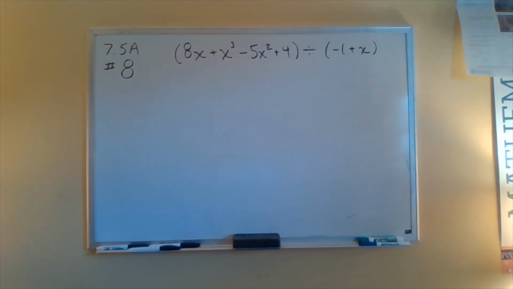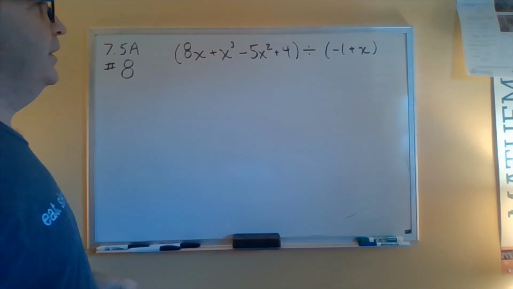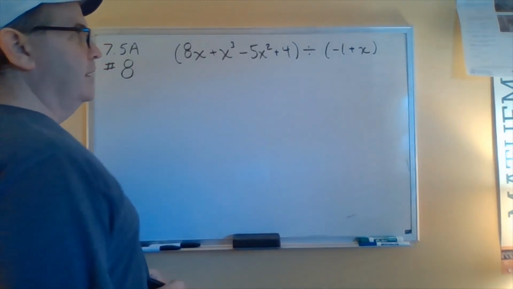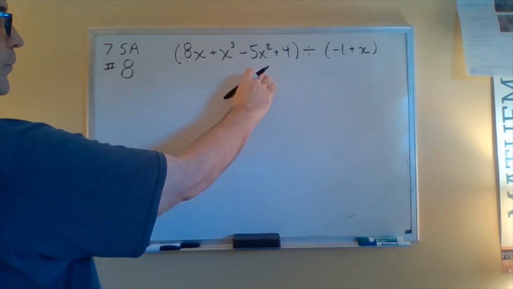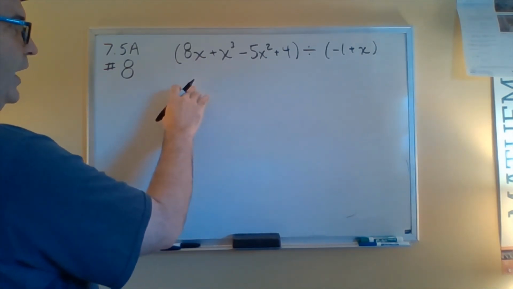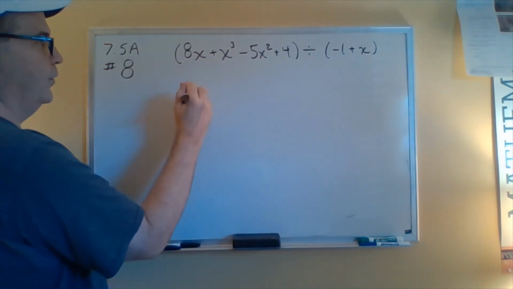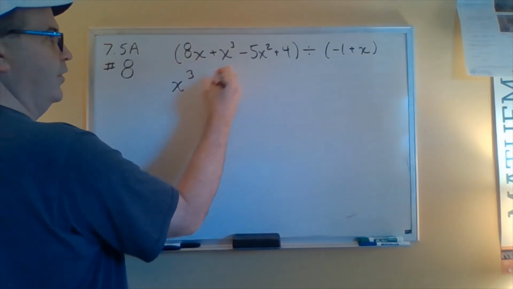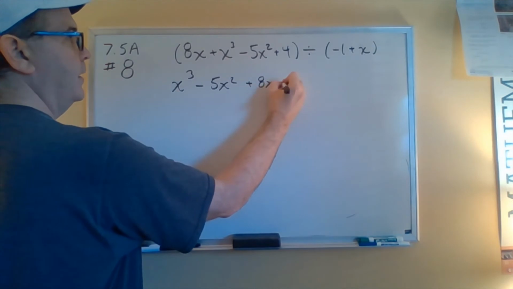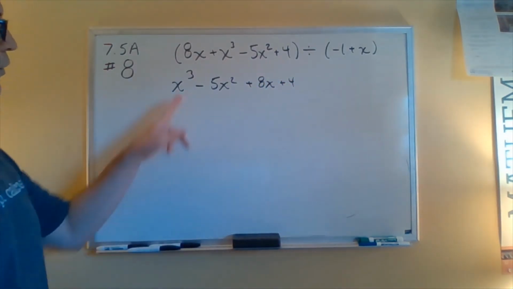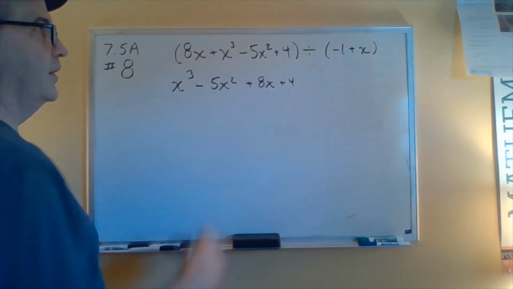Here's number 8. We're given a polynomial 8x plus x cubed minus 5x squared plus 4, and we're asked to divide that by -1 plus x. Well, just like our last problem, our polynomial is jumbled up here, so we need to write this in order of descending exponent from largest to smallest. So we're going to start with x cubed, and we'll have minus 5x squared plus 8x plus 4. Now it's in the correct order from largest exponent down to our smallest exponent, 3, 2, 1, and then 0.